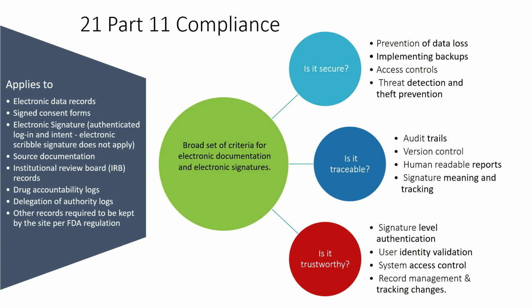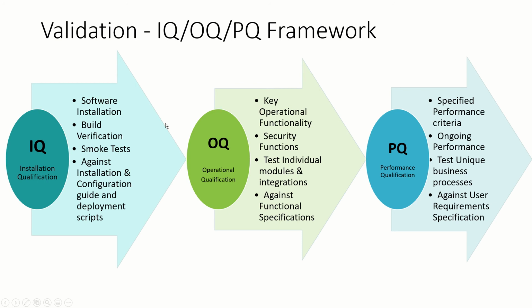But there's really just three major broad themes you have to consider when you're thinking about this. Is it secure? Is it traceable? And is it trustworthy? Those are the three you really need to think about when you're trying to make sure that you are in a system that is Part 11 compliant. And in order to make that happen, you have to go through something called a validation, and the short term for it is an IQ, OQ, PQ. And there's three different pieces of it. And I don't want to give you too much here.